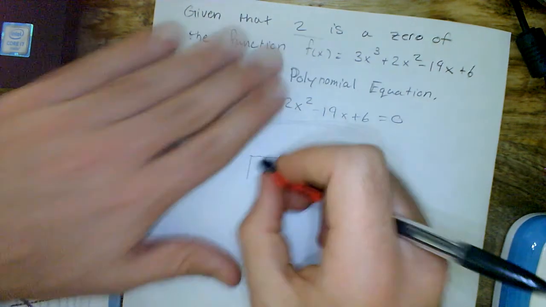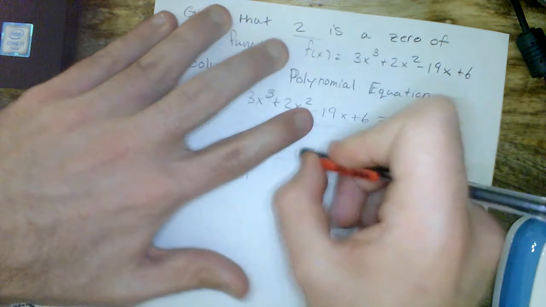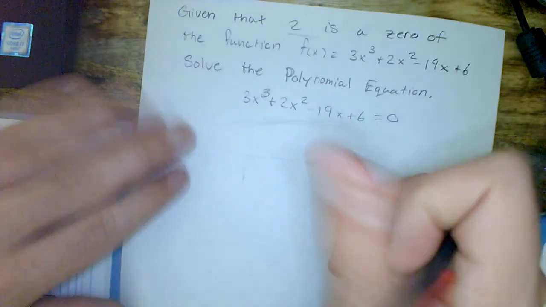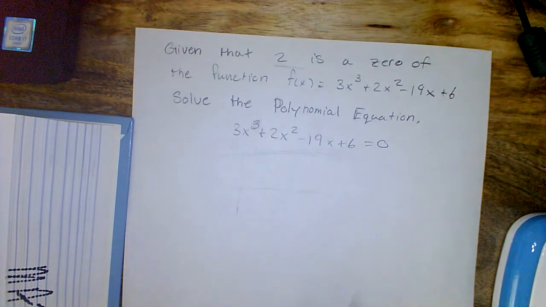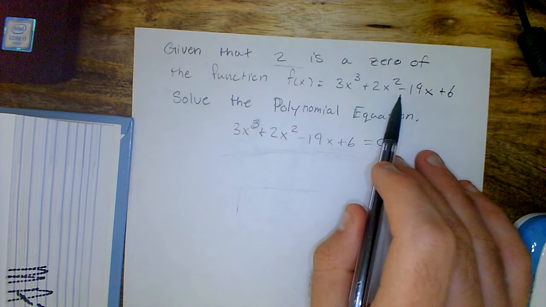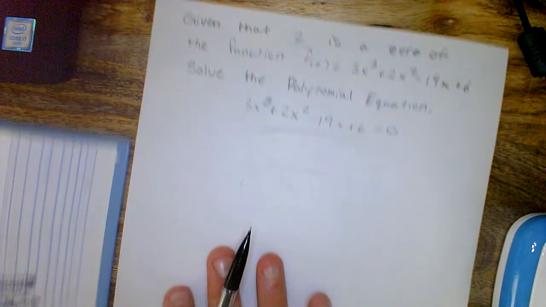So we're going to do, and we're doing synthetic division because we have an x minus a. The factor theorem tells us that x minus a is a factor. So if I divide this by x minus a, I should get a polynomial with no remainder.